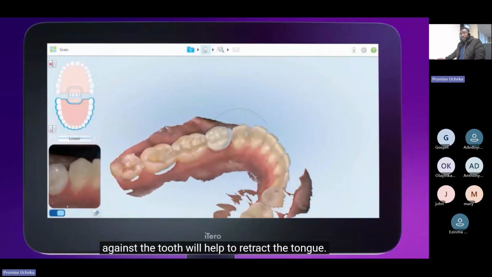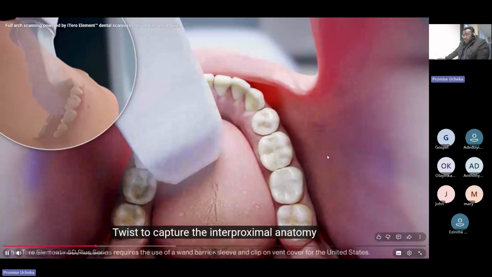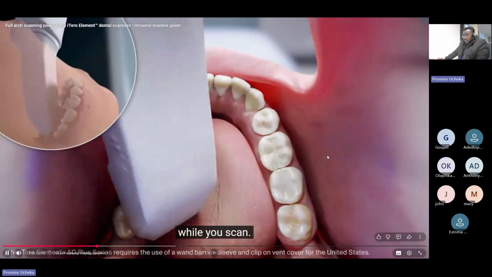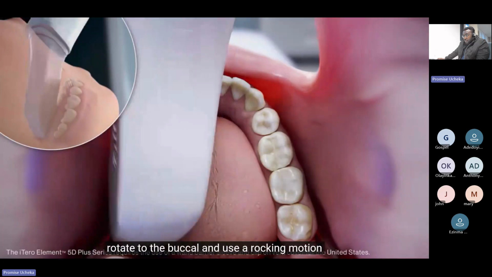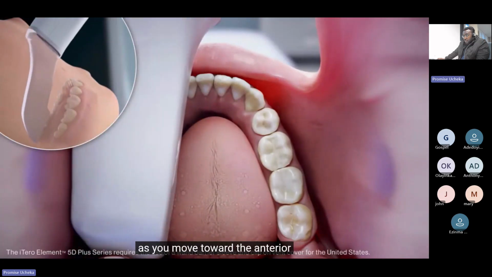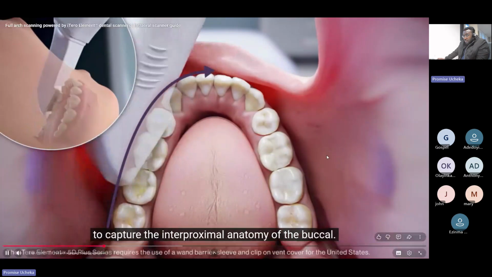Holding the wand tip against the tooth will help to retract the tongue. Twist to capture the interproximal anatomy while you scan. When you have completed the lingual, rotate to the buccal and use a rocking motion as you move toward the anterior to capture the interproximal anatomy of the buccal.